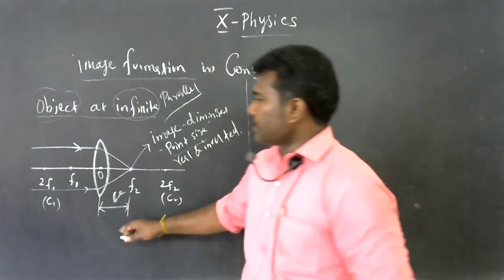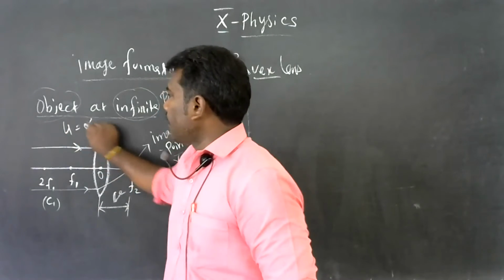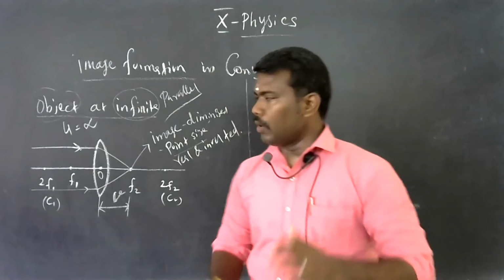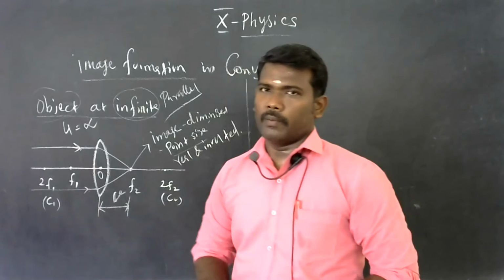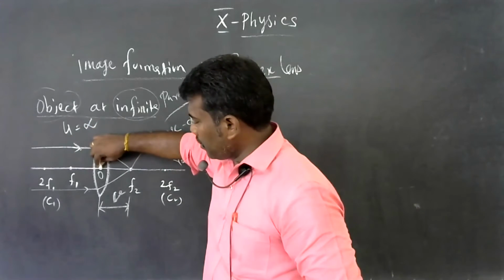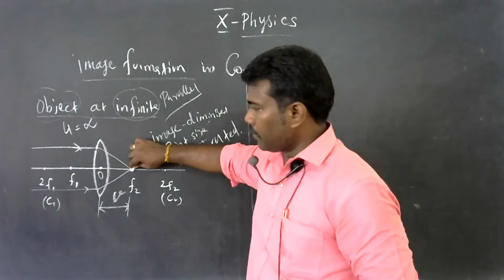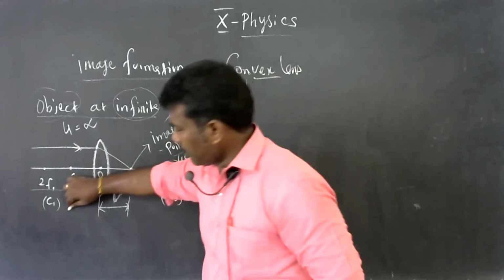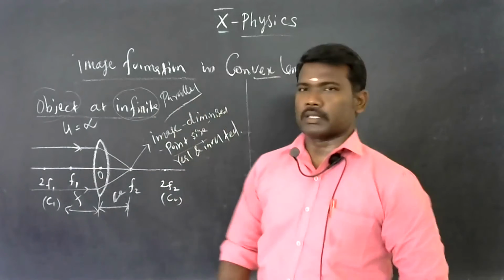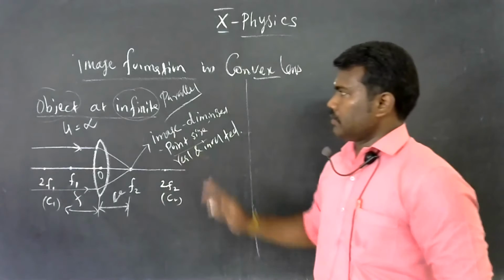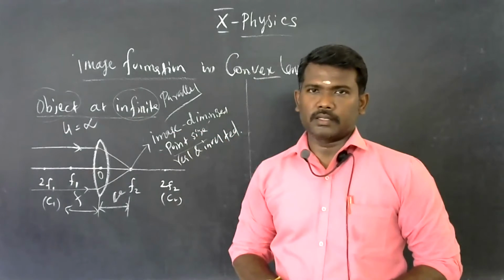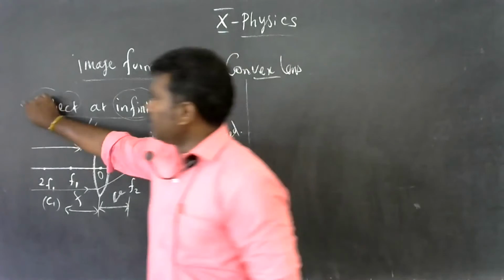Now in this case, U is infinite because the object is located at infinite distance from the point O. So U is equal to infinity. And F is the distance between F1 and O, or the distance between O and F2, because these two distances are the same. We can mark F in either place. So this is with respect to placing the object at infinite distance. This is the first case.